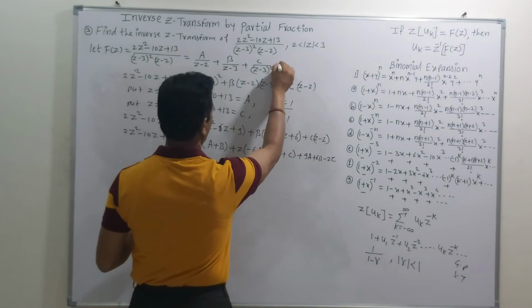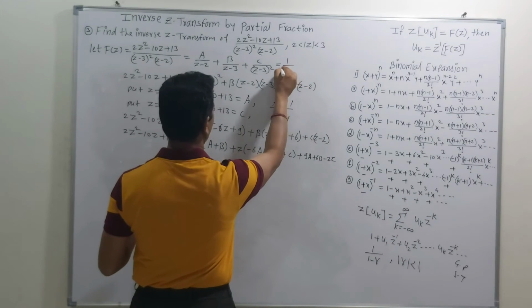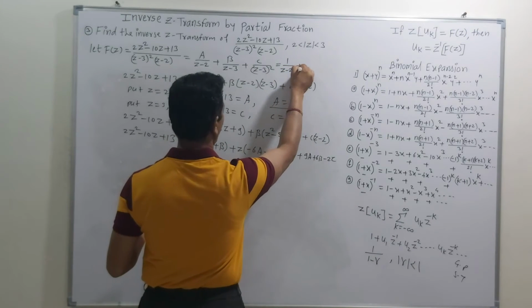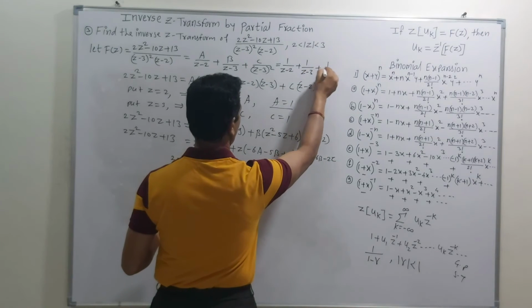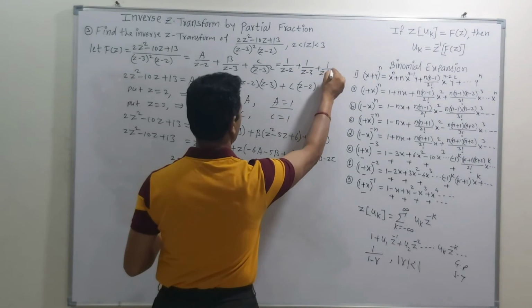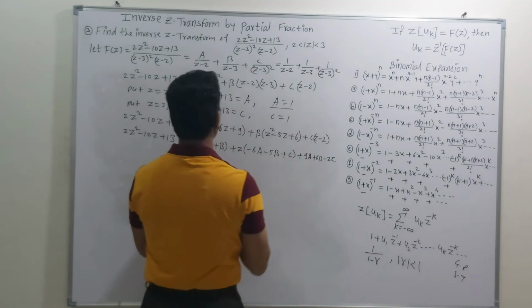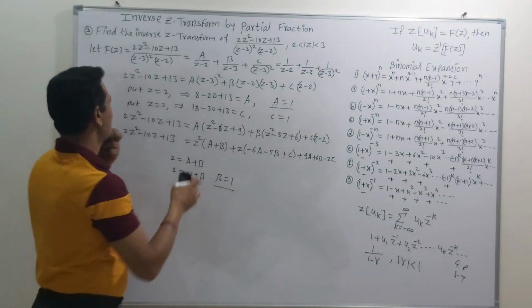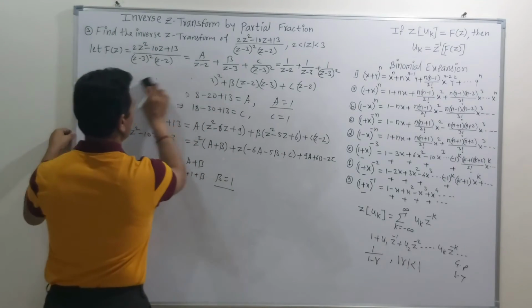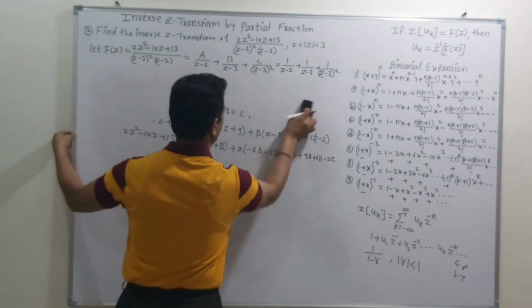So we can write this as 1 upon z minus 2 plus 1 upon z minus 3 plus 1 upon z minus 3 its square. In this way we get what is called the partial fraction. So we are getting the values of the constants a, b and c with the help of partial fraction.